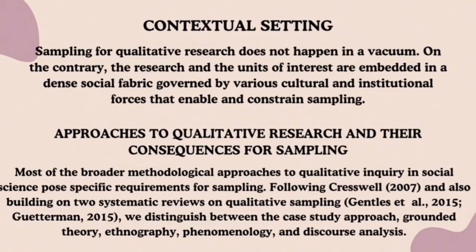So next is approaches to qualitative research and their consequences for sampling. Again, ako ara pud gyapon ni siyang gi-summarize. So, different qualitative research approaches have specific sampling requirements. 5 common approaches are case study, grounded theory, ethnography, phenomenology, discourse analysis, and analysis. So, mao to siya. Each approach has its own sampling considerations shaped by its theoretical and epistemological position.